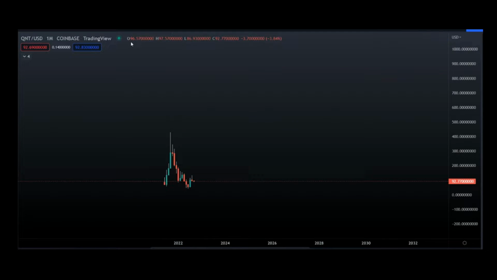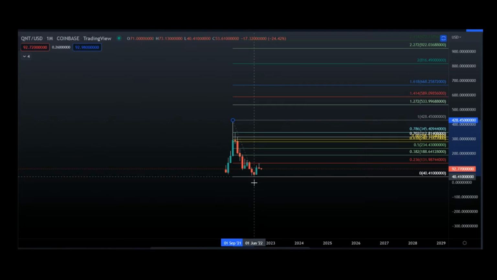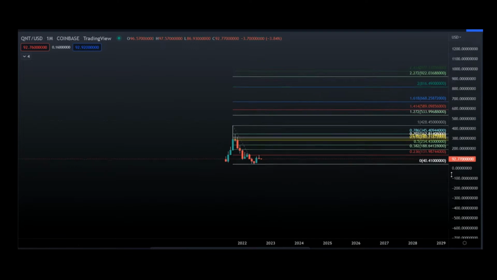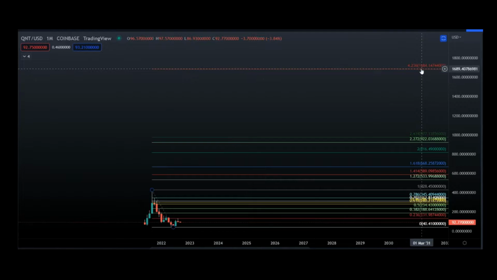And lastly, we will look at Quant. As previously, we marked the all-time high down to the current low we had so far. And the 4.236 extension for Quant is around $1,604. All right.